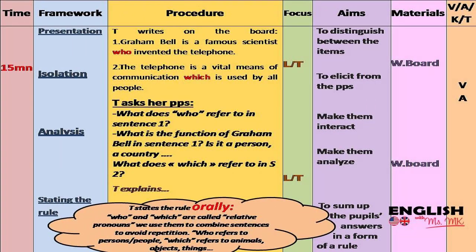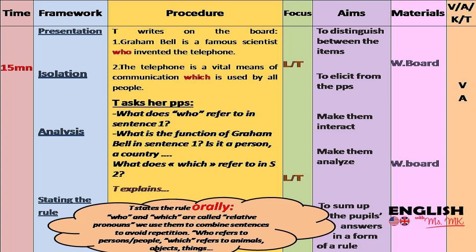And of course, this sentence is organized, but it's going to rely on your pupils' answers. So you listen to your pupils, then you organize their ideas in a sentence and you highlight your target item. And then: the telephone is a vital means of communication which is used by all people or most people. So here I'm going to talk about the telephone itself. I'm going to ask them questions based on what they have read in order to be able to write a good sentence in which I introduce the relative pronoun which.